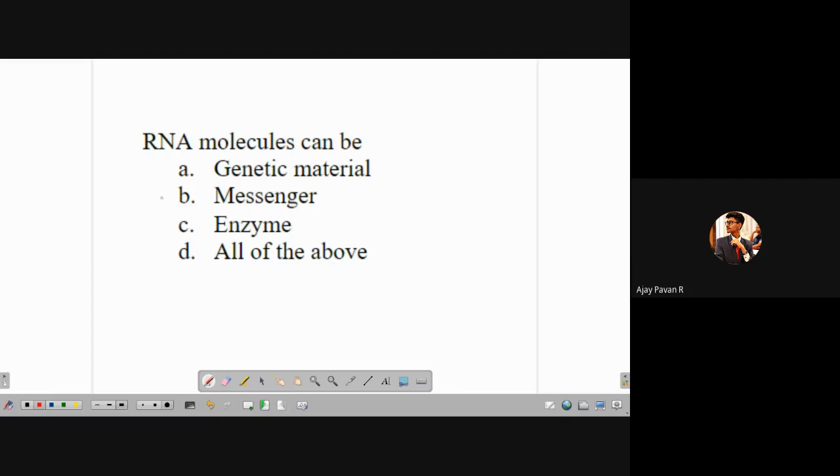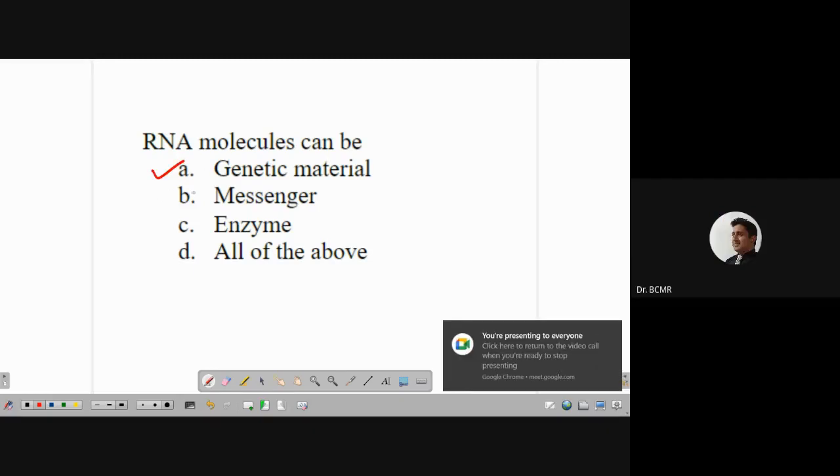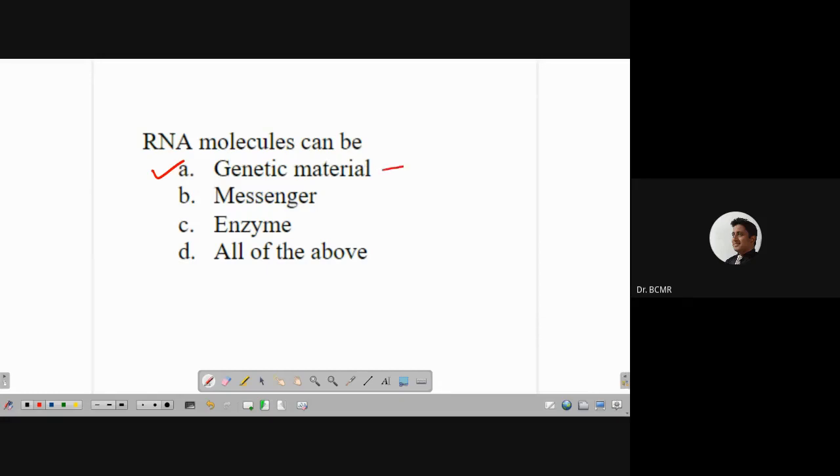Okay. Yes, they can act as genetic material. In viruses, some of the genetic material is RNA, so they can act as genetic material. Their primary function, as we know, mostly is as messenger, mRNA. And there is one part that I haven't discussed. RNA molecules can also act as enzymes. Those are referred to as ribozymes. I think it will come up in some other part, so we will discuss it at that time. But otherwise, you can also think of it. So the answer is all of the above.